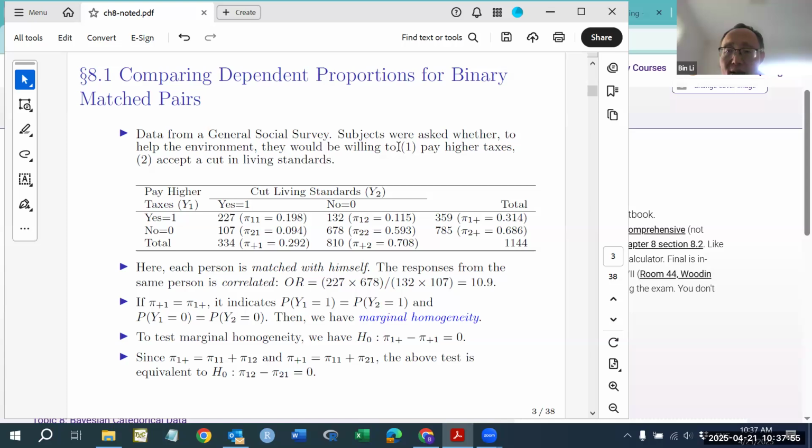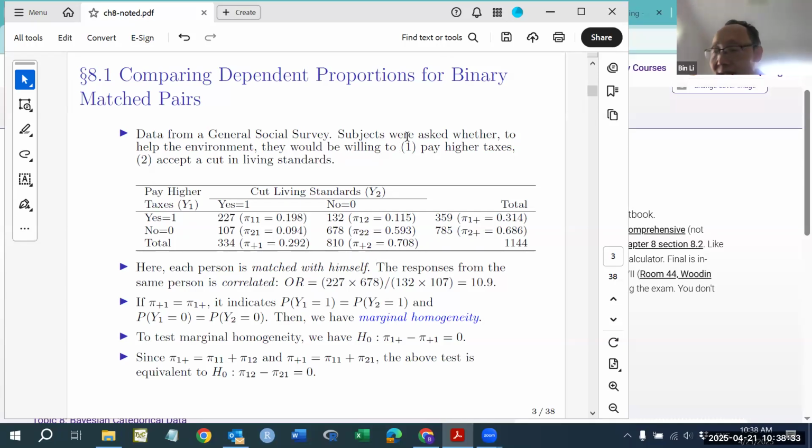First is pay higher tax or accept a cut in living standard. So they will ask two questions. First is, in order to help the environment, are you willing to pay higher tax or not? You need to answer yes or no. And the second question is, in order to help the environment, are you willing to cut the living standard? Yes or no. So each person is asked two questions.